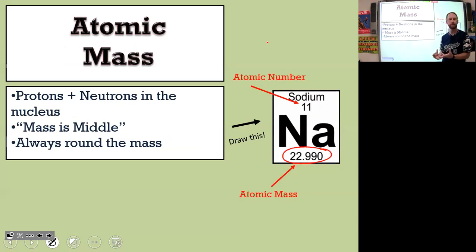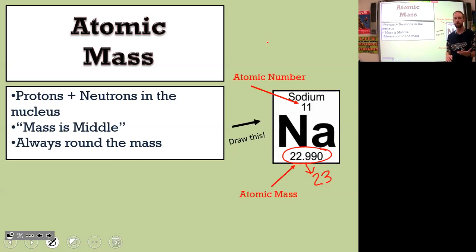It tells us how heavy it is. And if you think back to the beginning, protons and neutrons have the weight. So first thing we want to do is always round it. So in this case, it rounds to 23. And I know that means that we have 23 total protons and neutrons.